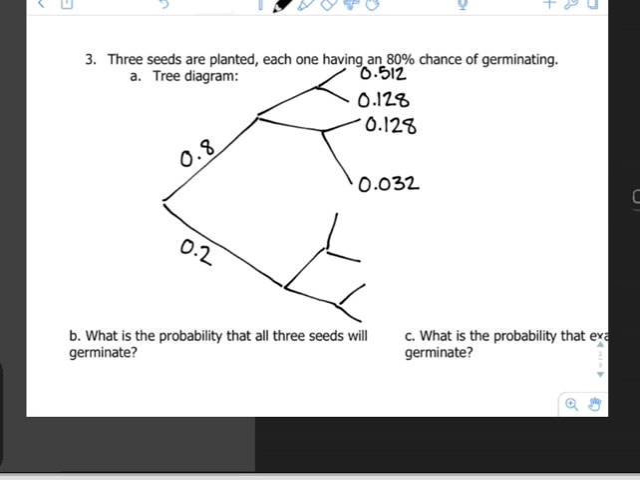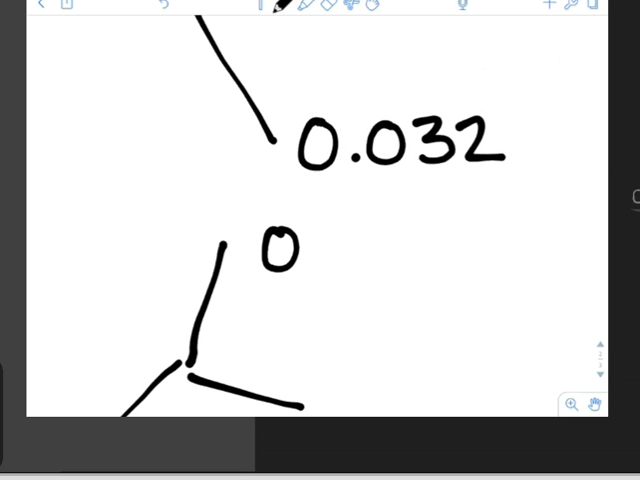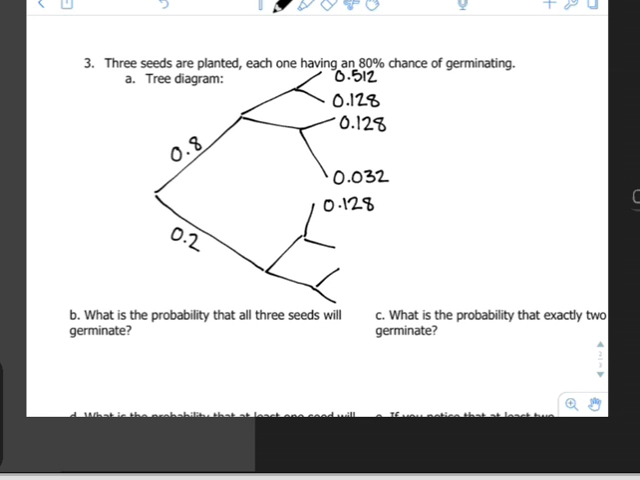Now this next one is a 0.2 and a 0.8 and a 0.8. And I think we already had that combo. Awesome. And this next one's a 0.2 and a 0.8 and a 0.2. We had that combo also.